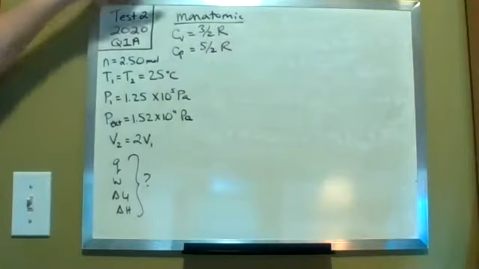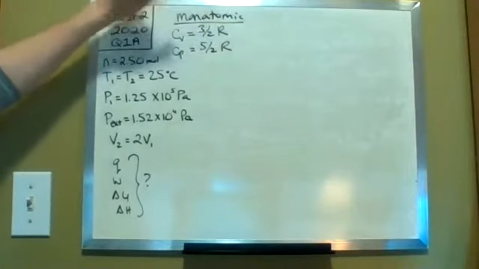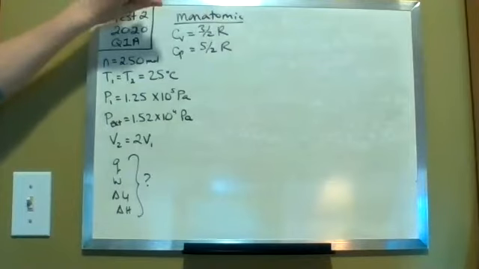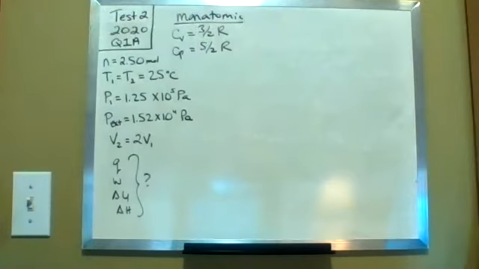You're also told that this is a monatomic gas. So your CV will be 3/2 R, and that's 1/2 R per degree of freedom. And your CP is another R, so now 5/2 R on top of that.